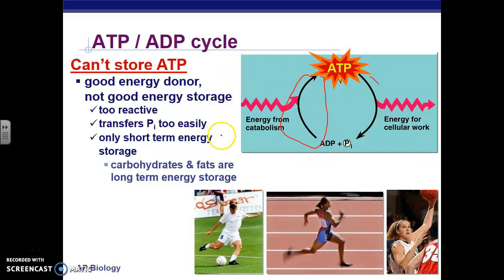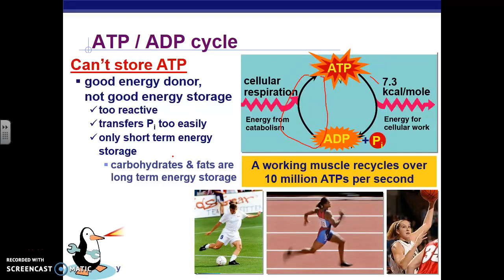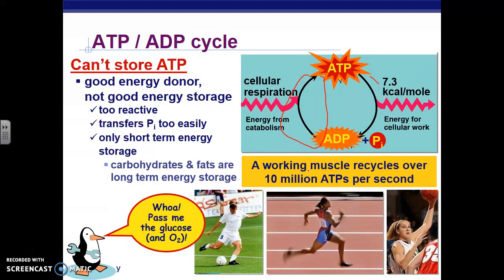Energy that needs to be stored for a long time is not stored in ATP. It's stored in either carbohydrates or fats. ATP is used quickly; it doesn't last that long. Just an interesting fact: a working muscle, say you're running or playing a sport, uses over 10 million ATP per second. That's a lot of ATP. So you better be eating that glucose, and breathing in that oxygen, otherwise you won't be making 10 million ATP per second to allow your muscles to work.